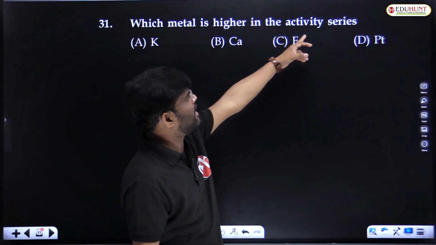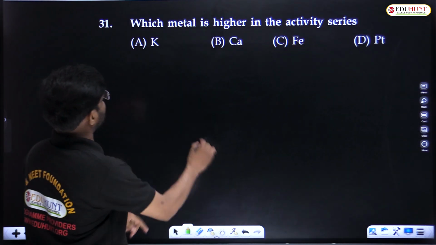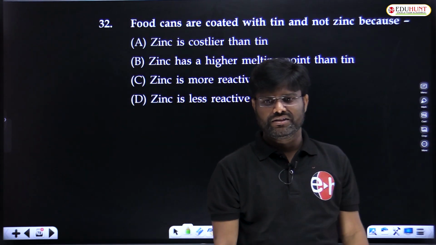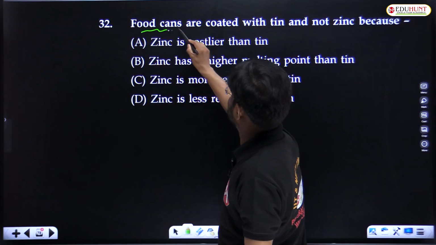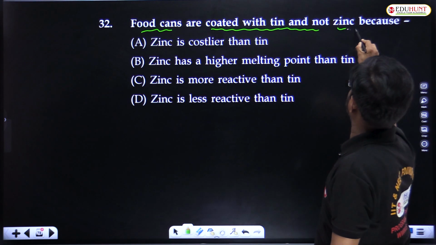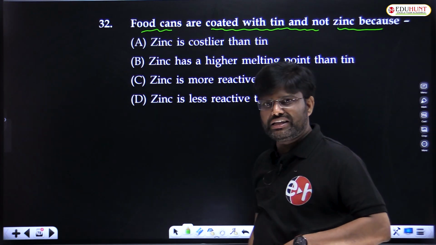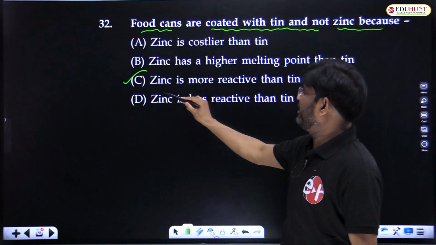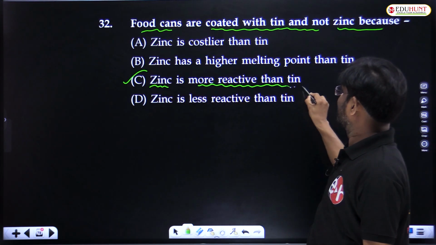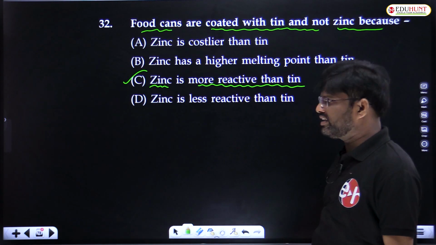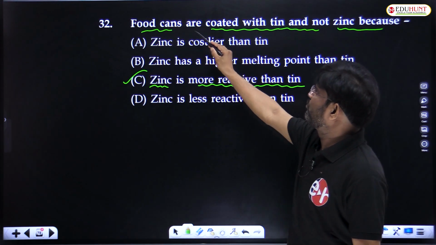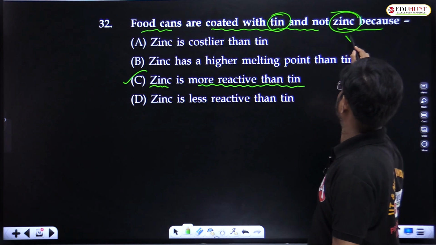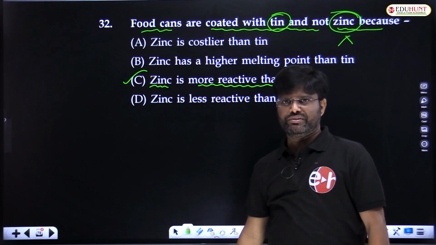Which metal is higher in the activity series? So answer is potassium only. This is according to the reactivity series. Next, food cans are coated with tin but not zinc, because zinc is more reactive than tin. So answer is that only, because zinc is more reactive. That's why food cans are coated with tin only but not zinc metal.